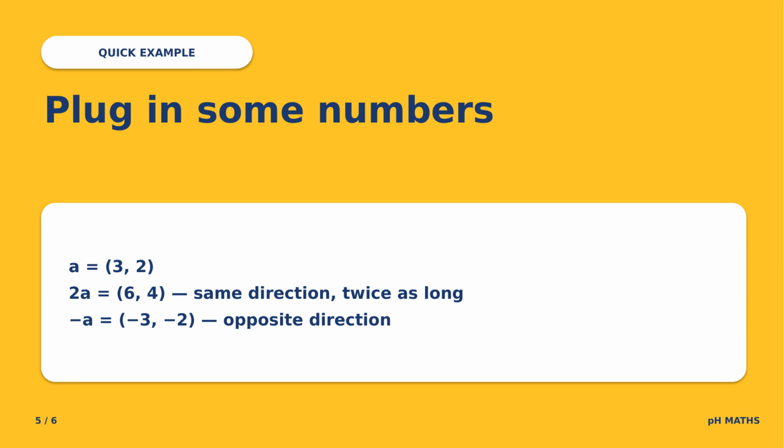Quick example: vector A equals (3, 2). 2A equals (6, 4). Same direction, twice the magnitude. Minus A equals (-3, -2). Same magnitude, opposite direction. All three vectors are parallel. Same direction line, different scaling.